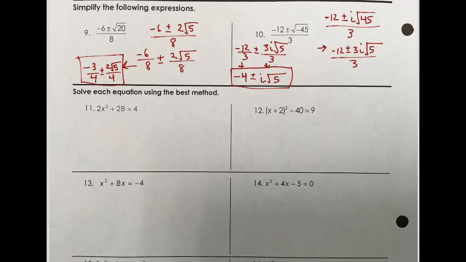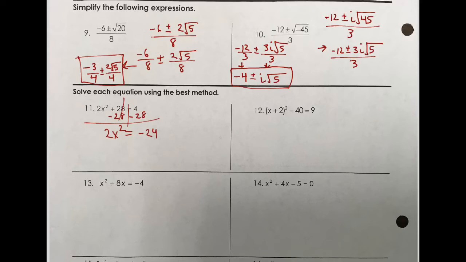On number 11, directions here are solve each equation by using the best method. So we're looking here. We notice that there is no b term. When there is no b term and it's just the x squared, we know that we can solve by square root. And so we're solving for x. So we got negative 28 or minus 28. That cancels, leaving us with 2x squared is equal to, what is that, negative 24.